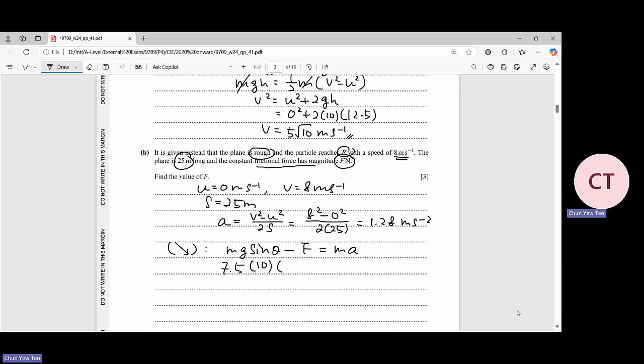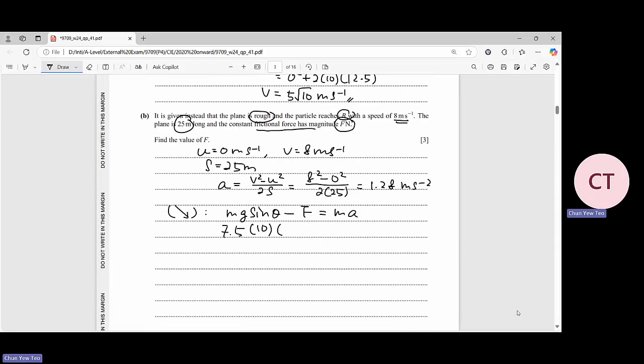Then the g is 10. Your sine theta, so we need to deal with the sine theta, because the question mentioned that this is 12.5, this is 25, then this is the theta. So I need to find the sine theta. The sine theta is actually 12.5 divided by 25, which is a half. Sine theta is a half. So we can just put it like this: 10 times 7.5 times half minus F equals 7.5 a.